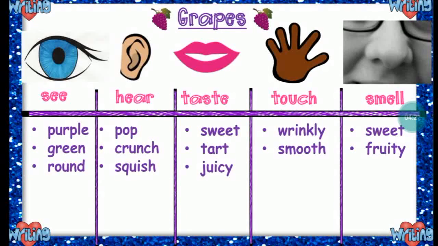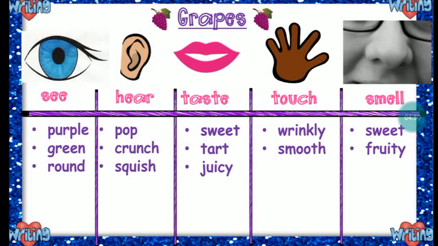I added crunchy or squishy. Under the taste, we had sweet, we had tart, but I didn't add juicy, but this one has juicy. Under the touch, we said it's soft and it's smooth. And this one, I added wrinkly. Okay, under the smell, like I said before, I have a sweet smell or a fruity smell. This is what our planning looked like in lesson 20.